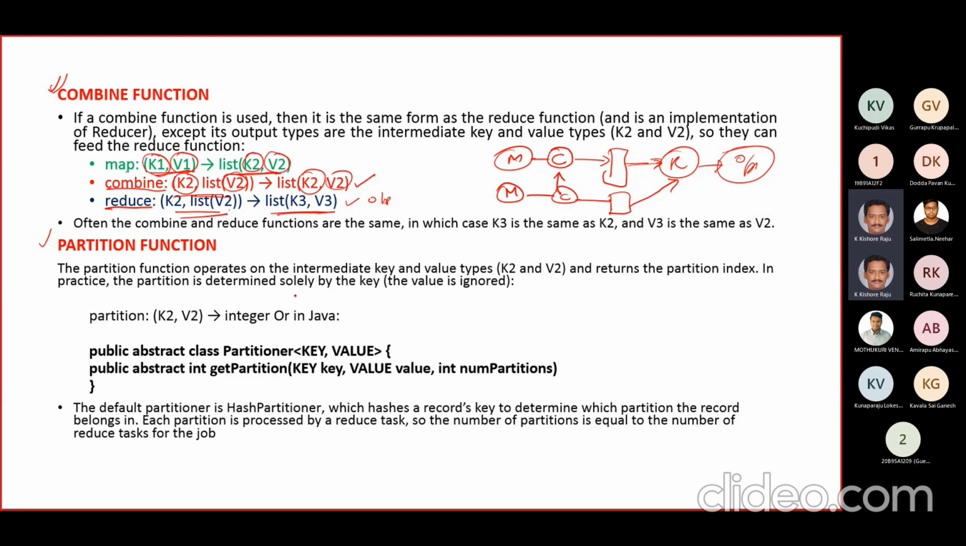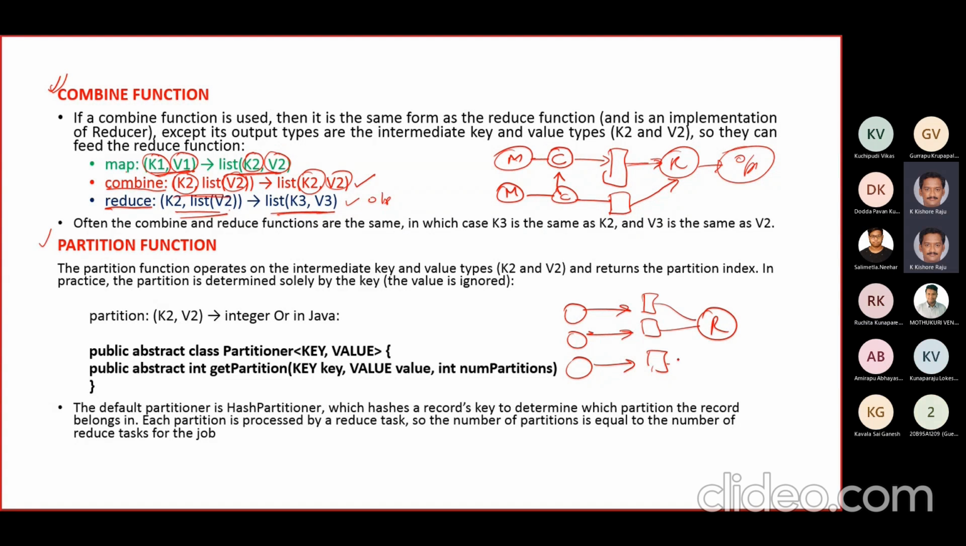Then another very important thing here is the partitioner. If a number of mappers are there, and every mapper has its own intermediate output, which is sorted and shuffled, and one reducer is there, for example, then the intermediate outputs generated by mapper 1, mapper 2, and mapper 3 are all supplied to a single reducer. If you have a single reducer, it will generate the output.